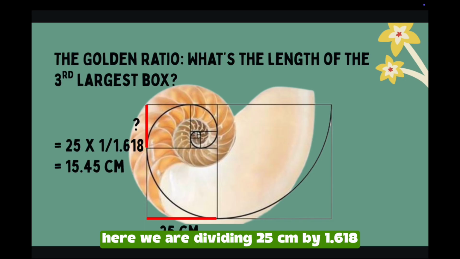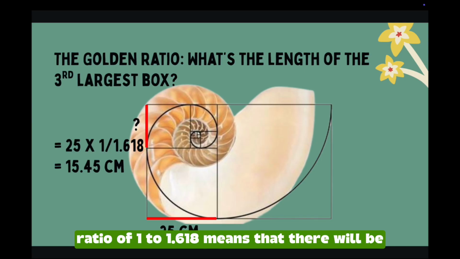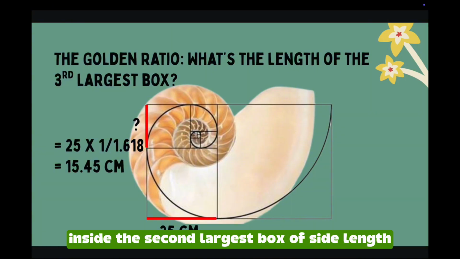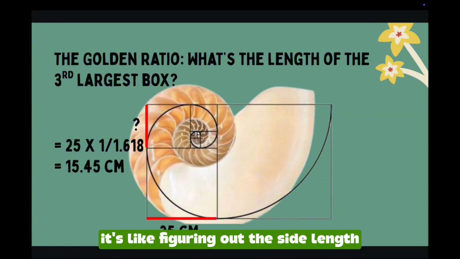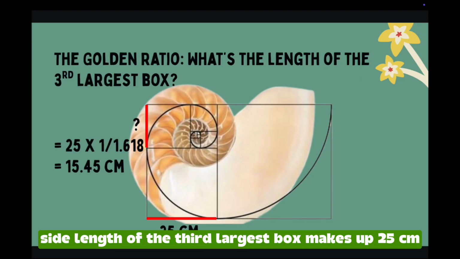Here we are dividing 25 centimeters by 1.618, or multiplying 25 centimeters by 1 over 1.618, to get the third largest box's side length, because by definition a ratio of 1 to 1.618 means that there will be 1.618 pieces of the third largest box's side length inside the second largest box's side length. It's like figuring out the side length when we know that 1.618 pieces of this side length of the third largest box make up 25 centimeters.